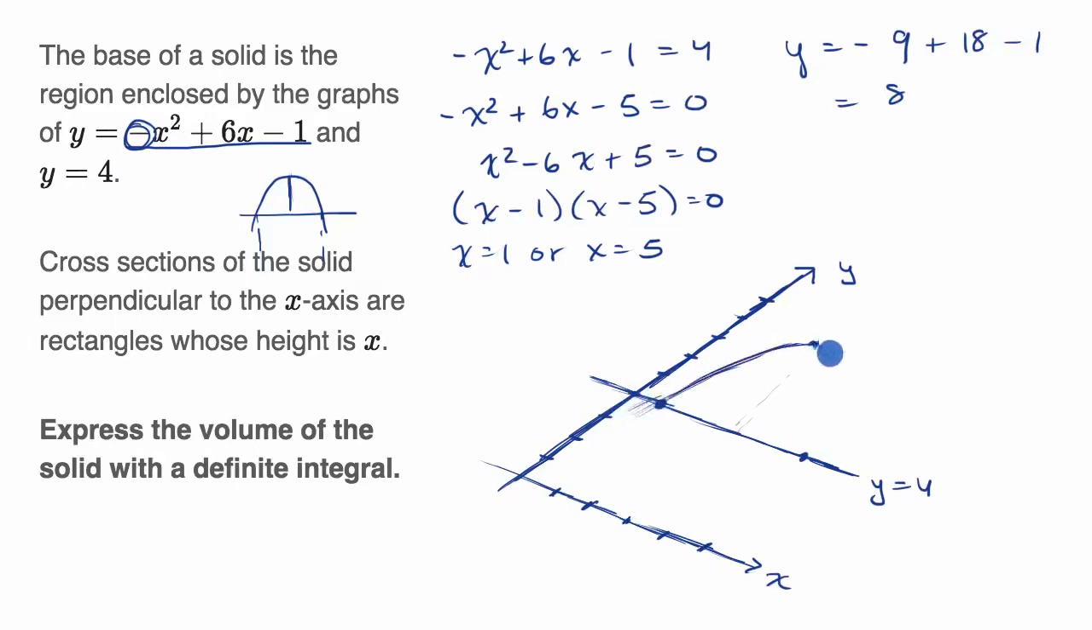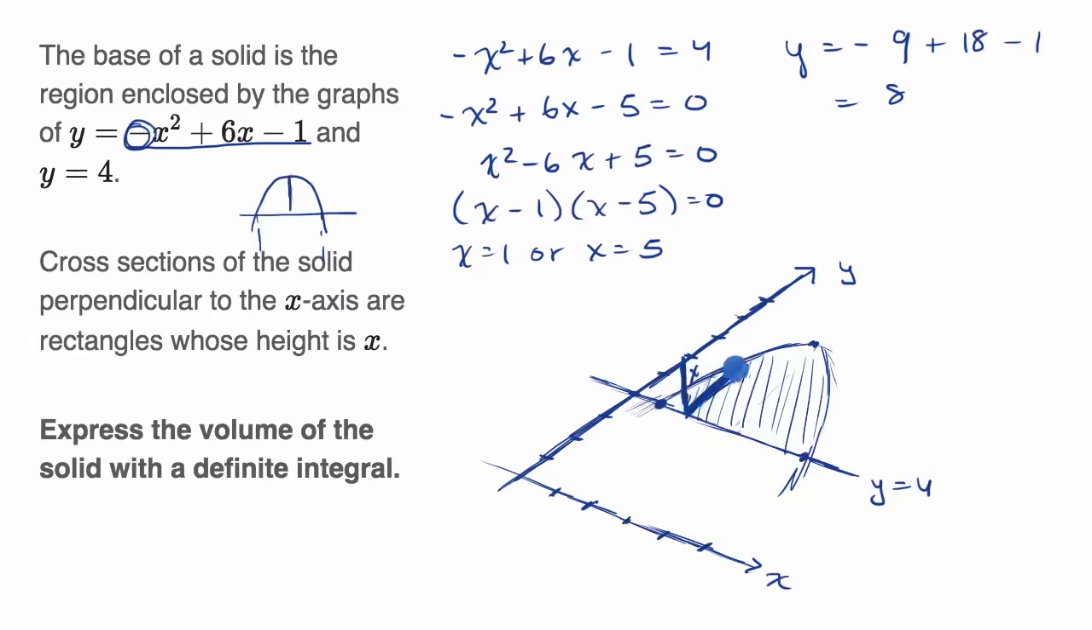And so we're dealing with a situation that looks something like this. This is the region in question. So that's going to be the base of our solid. And they say cross-sections of the solid perpendicular to the x-axis. So let me draw one of those cross-sections. So this is a cross-section perpendicular to the x-axis, and they are rectangles whose height is x. So this is going to have height x right over here. Now what is the width, I guess we could say, of this rectangle?